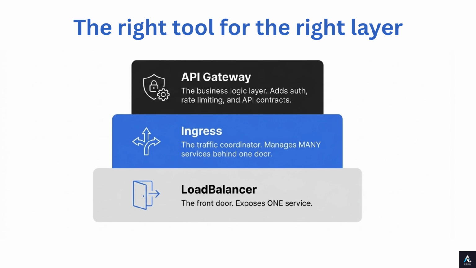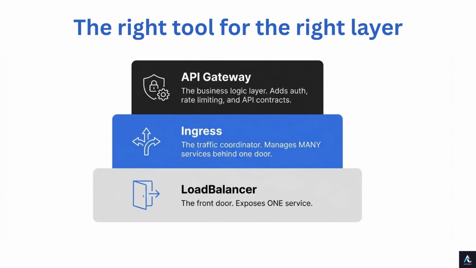An API gateway goes further still. It introduces high-level concerns: authentication, rate limiting, API keys, quotas, and policy enforcement. It often helps to think about this visually. The load balancer is the front door, Ingress is the coordinator in the lobby, directing people where they need to go. And the API gateway is the customer-facing interface, enforcing rules, contracts, and access. Understanding this separation is important. It keeps architectures clean, intentional, and easier to evolve over time.